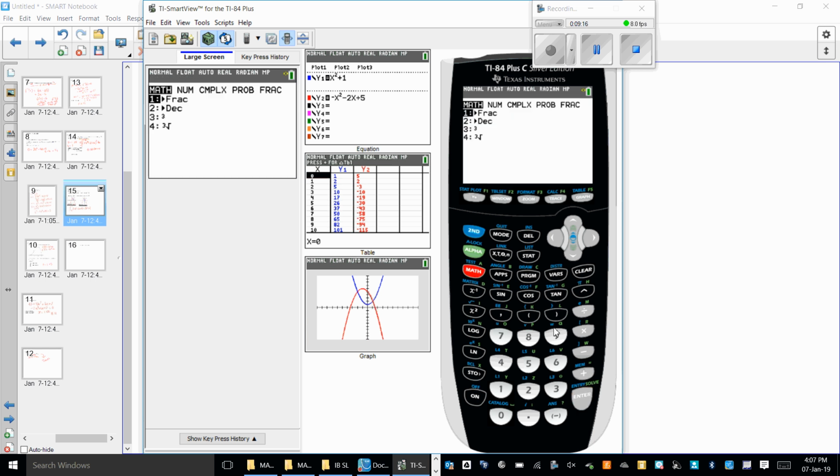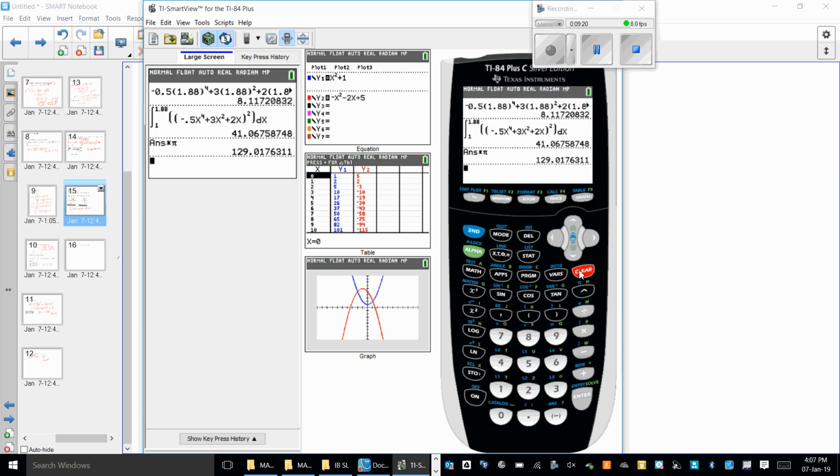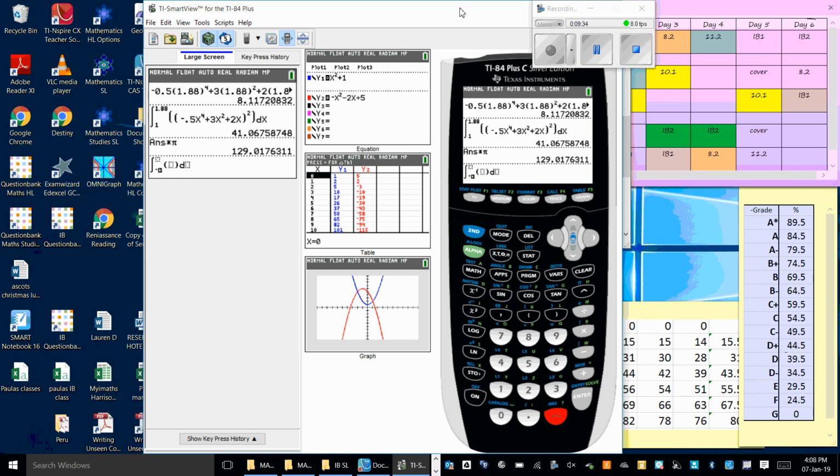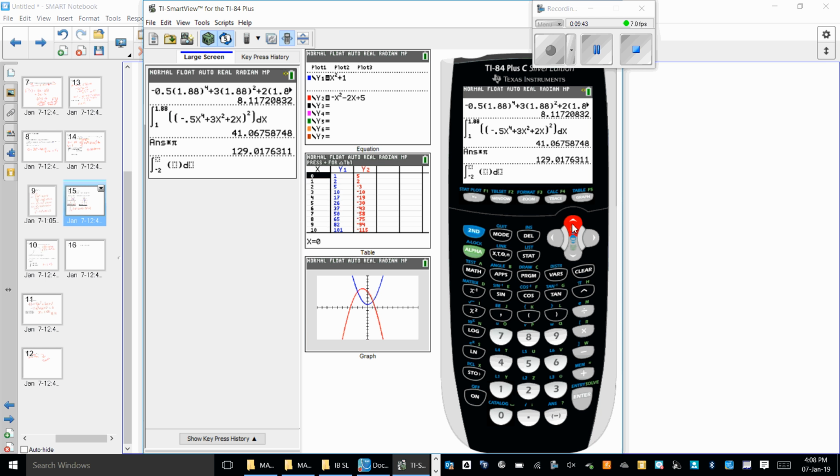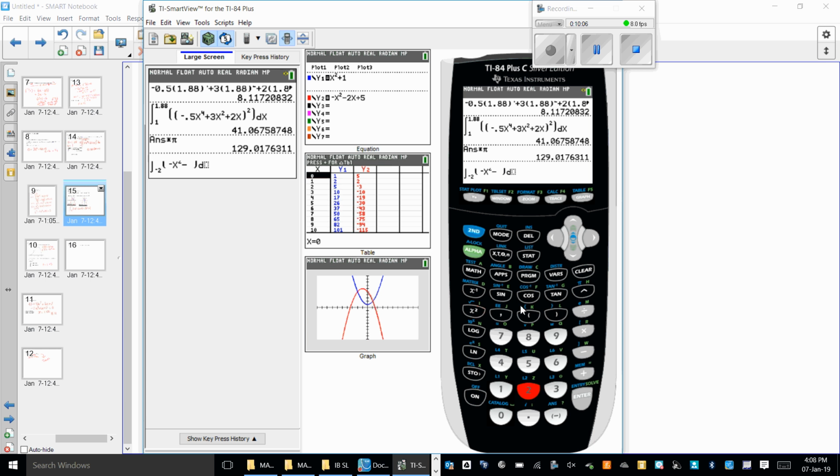So math 9, between negative 2 and 1. So we've got negative x squared minus 2x plus 5, subtract, open the bracket, x squared plus 1, close bracket, dx.